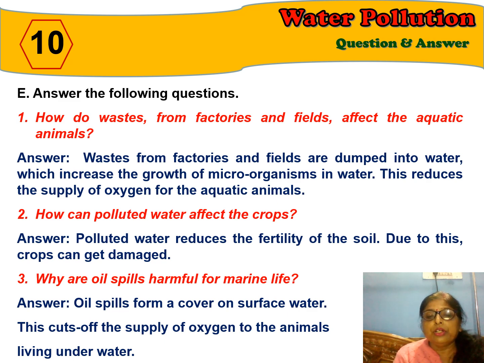Next question, how can polluted water affect the crops? Polluted water reduces the fertility of the soil. Due to this, crops get damaged. Next, why are oil spills harmful for marine life? Oil spills form a cover on surface water. This cuts off the supply of oxygen to the animals living under water.